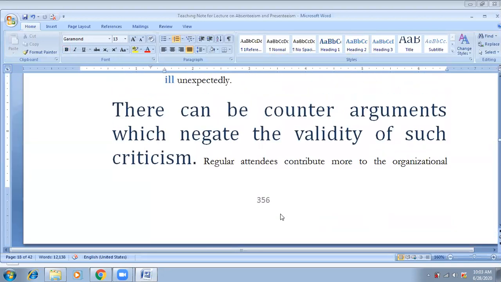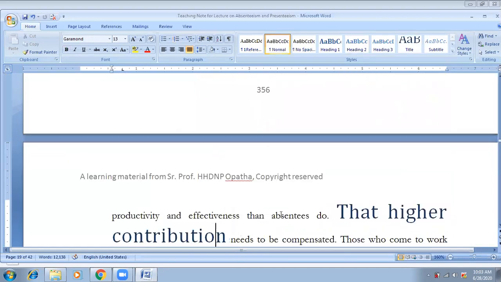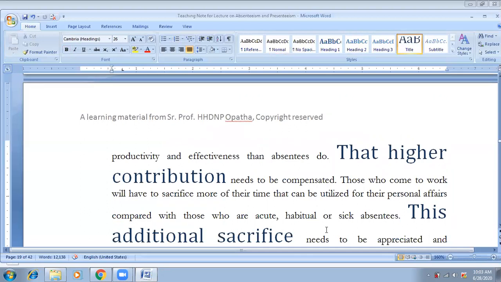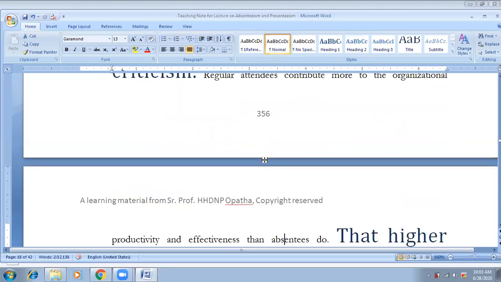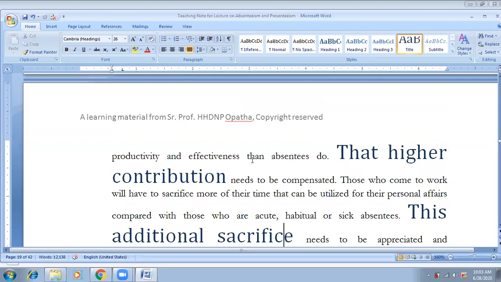Anyway, there are counter arguments, even though there are three criticisms. We can give counter arguments which negate the validity of such criticisms. You say forget about absentees, but what about regular attendees? Regular attendees of course give a higher contribution to production, productivity, and the effectiveness of the organization. Because of that higher contribution, we have to give an attendance incentive. That higher contribution, we have to compensate.